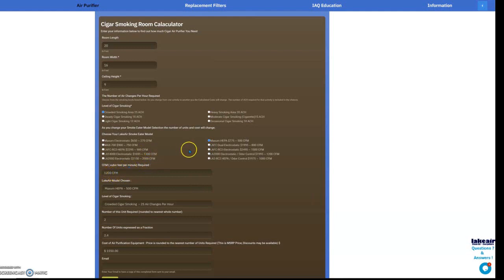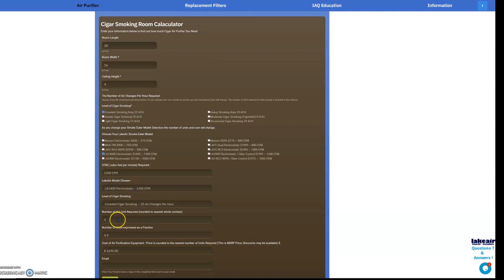You can also look at, for instance, right now we have this at a crowded smoking area, and you need 1200 CFM. Well, you can look through the whole area here and say, well, there's an LA 1400 electrostatic, and that's going to be 1300 CFM. You click that, and you see, yep, that all makes sense. It is 0.9 of the unit's ability, and that will do a good job for 25 air changes per hour.